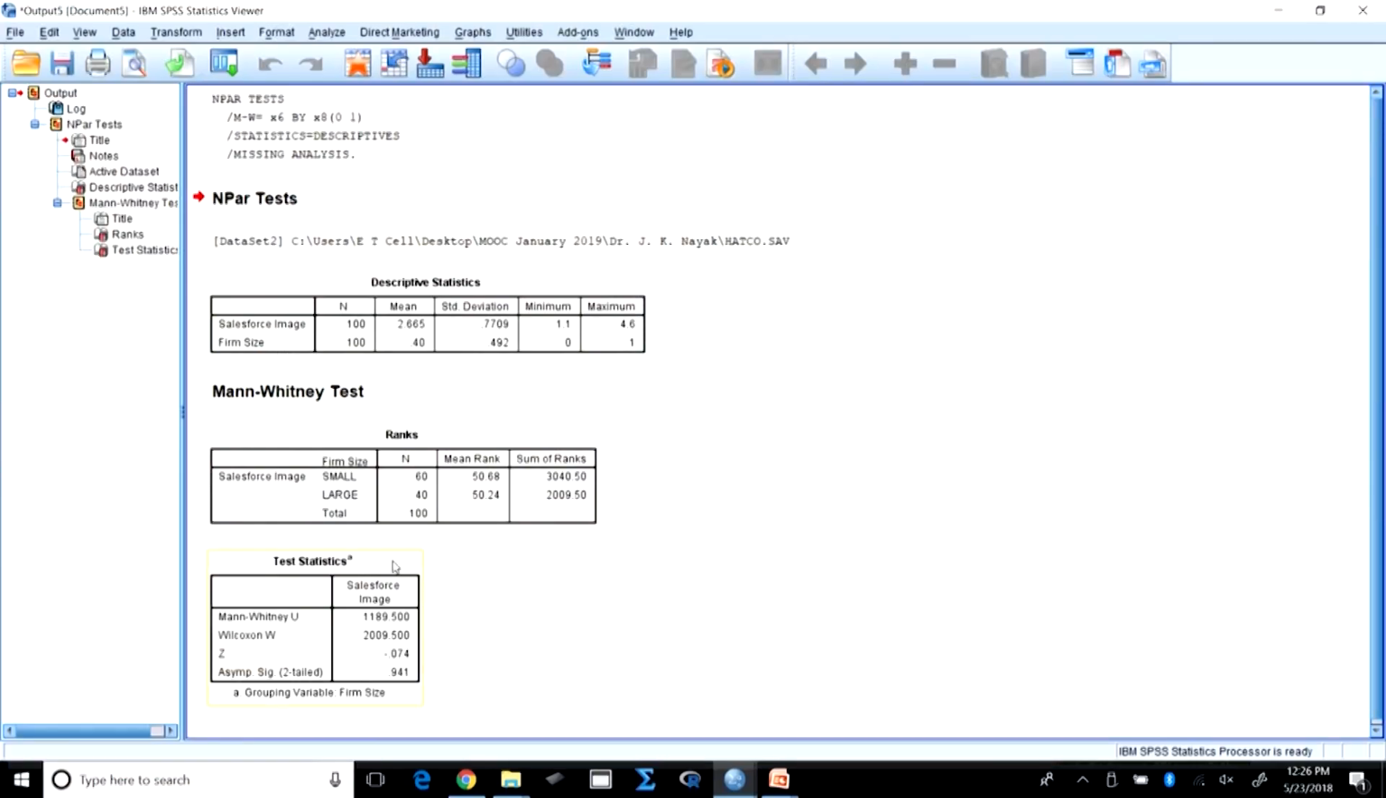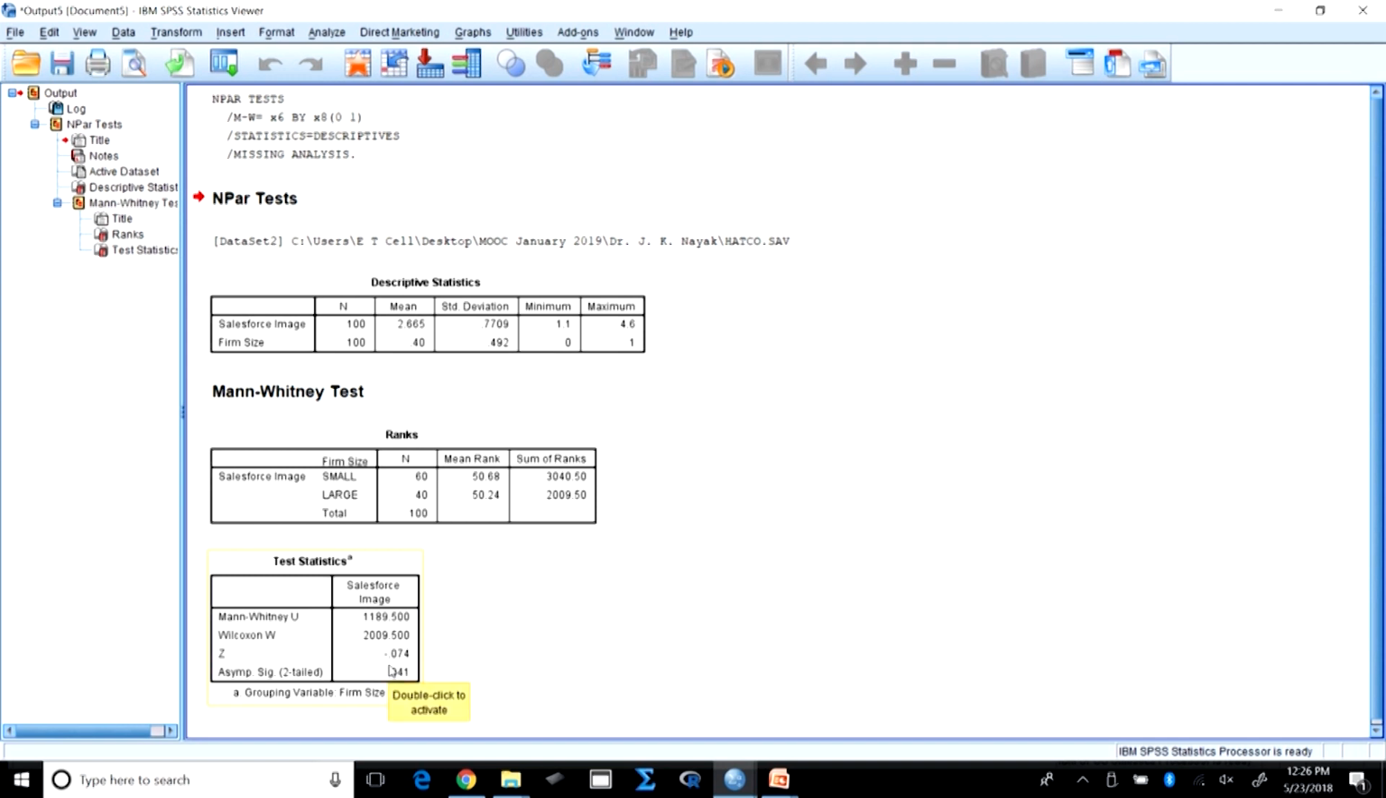After this, what is important to us is the test statistics. The Mann-Whitney U value for the Salesforce image is 1189. What is this Wilcoxon? This is another parameter that is always compared, but it is not important to us. Let us go to the Z, which is minus 0.074, and the significance value, if you see, is 0.941.